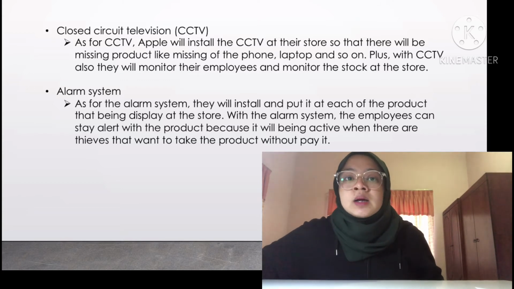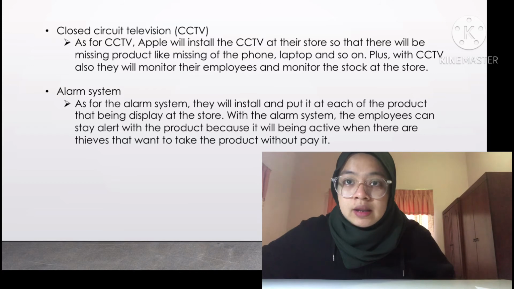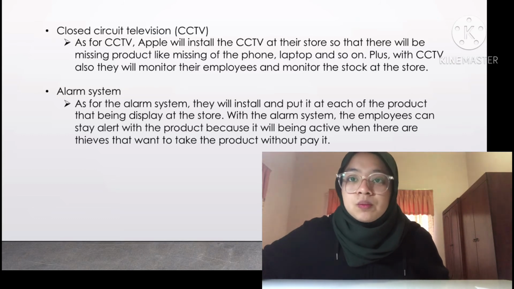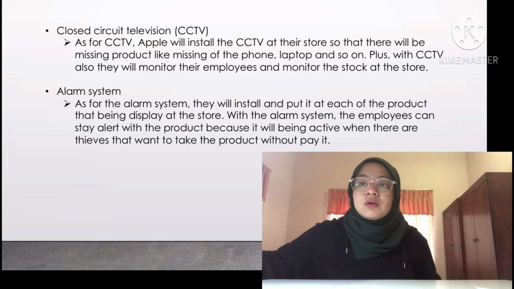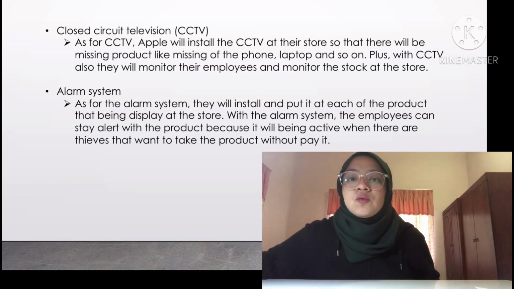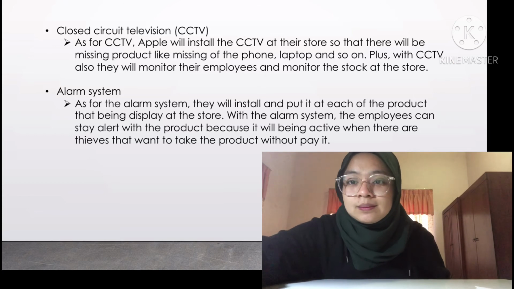Lastly, the alarm system. As for the alarm system, they will install it on each of the products being displayed at the store. With the alarm system, the employees can stay alert with the products because it will be active when there are thieves who want to take away the products without paying.